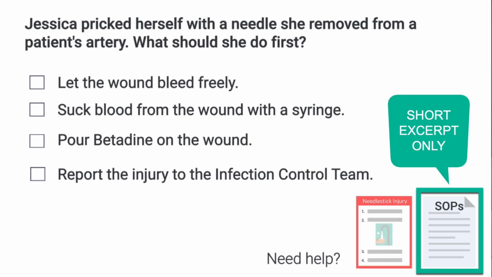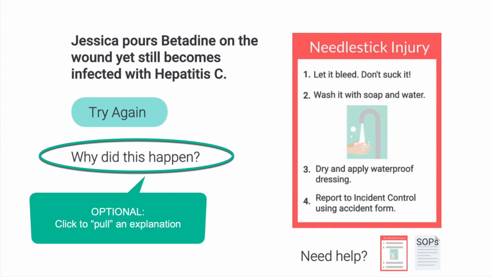It's important to only provide the minimum amount of information that people need to make the right decision. That's why Michelle suggested including only a short excerpt from the standard operating procedures instead of simply attaching the full document. Another way to let people pull information is on the consequence screen. If they make a poor choice and experience a bad consequence, they might wonder why that happened. You can give them that option by adding a "Why did this happen?" button to the screen right here.